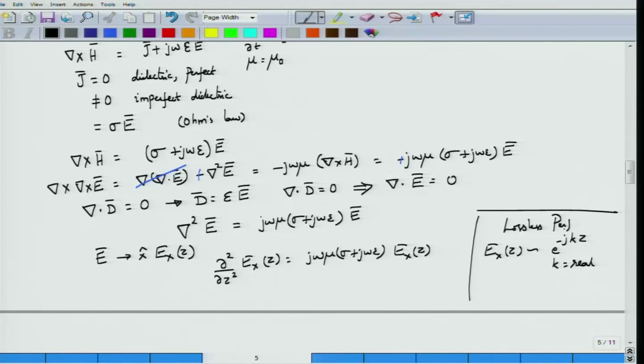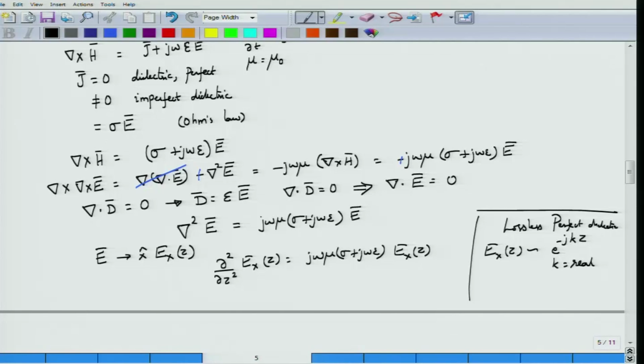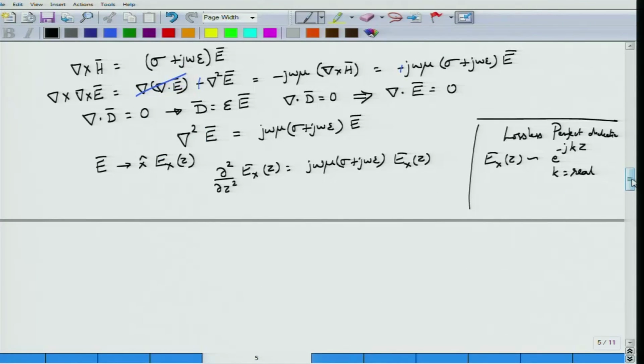So this was the case of a lossless perfect dielectric, wherein the wave was going as a nice cosine wave whose amplitude was not changing with z, in the sense that the amplitude of the electric field would remain constant as you go further. There is no change in the amplitude of the electric field, it was only propagating as a sinusoidal wave along z direction, as you can see in this particular case. This was for the lossless case when sigma was equal to 0.